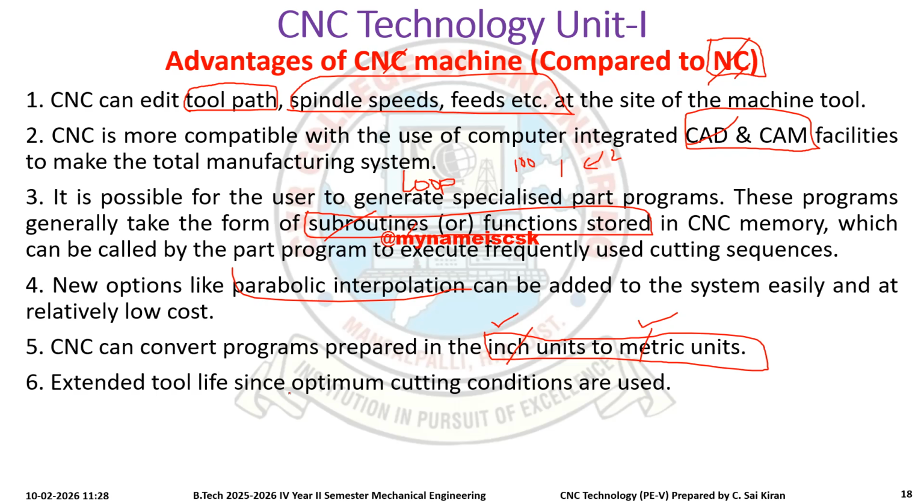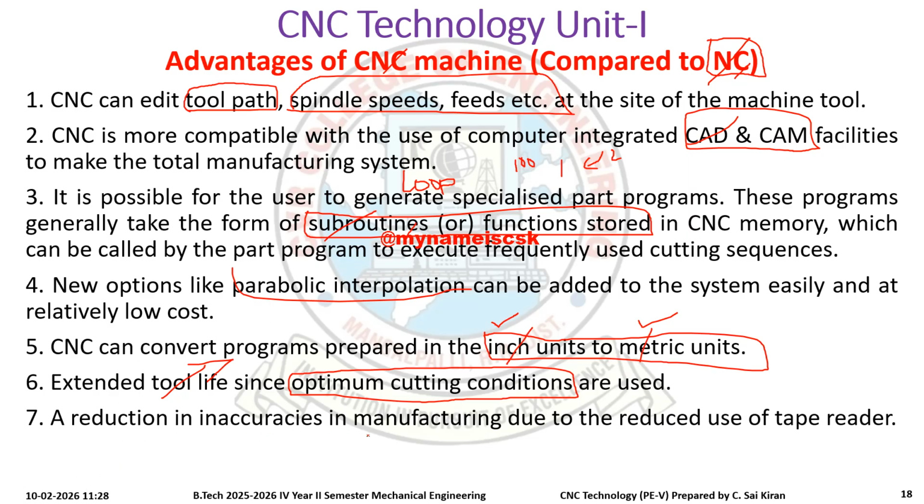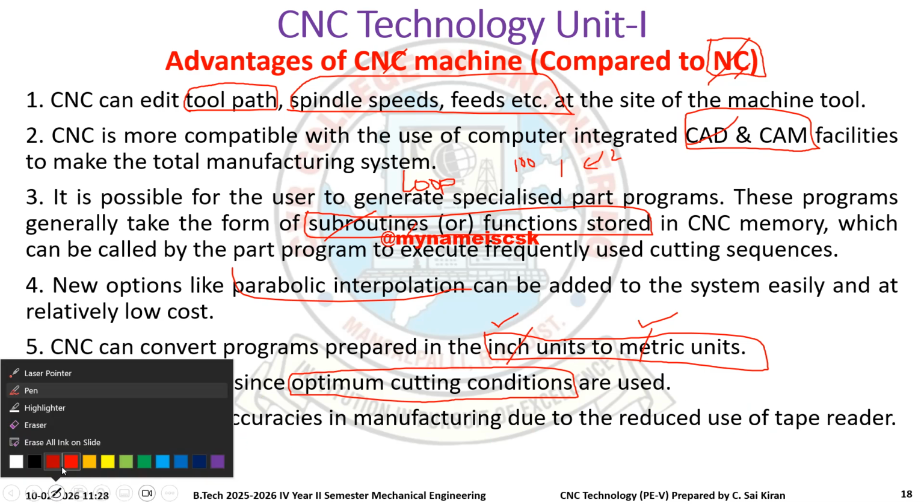And it extends the tool life since optimum cutting conditions are used. So here we are using optimum cutting conditions, and that's the reason the tool life will be more. Tool life will be increased compared to NC. There is also a reduction in inaccuracies in manufacturing due to the absence of a tape reader. Here we are not using a tape reader in the CNC machine, so all the inaccuracies that come from the tape reader are removed.